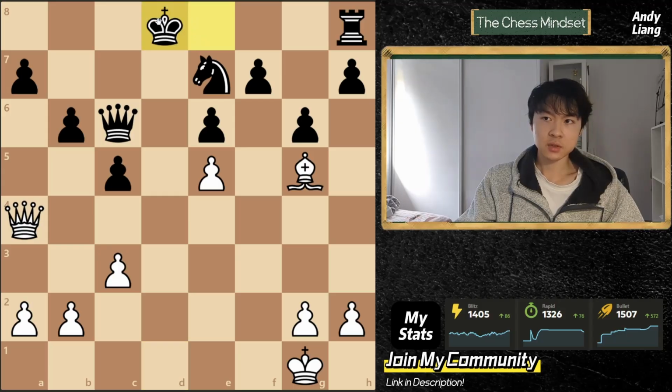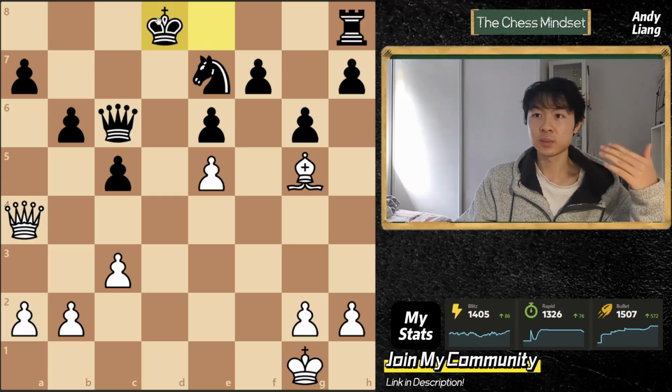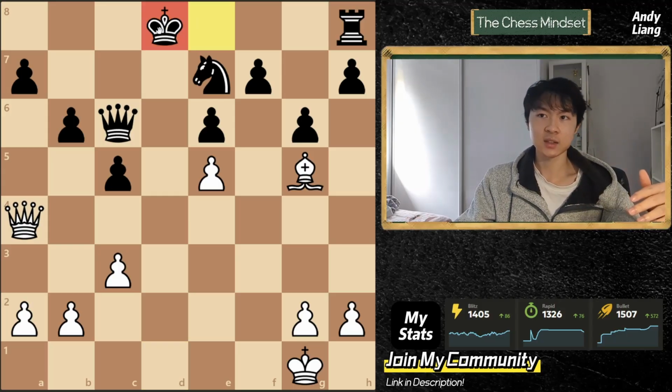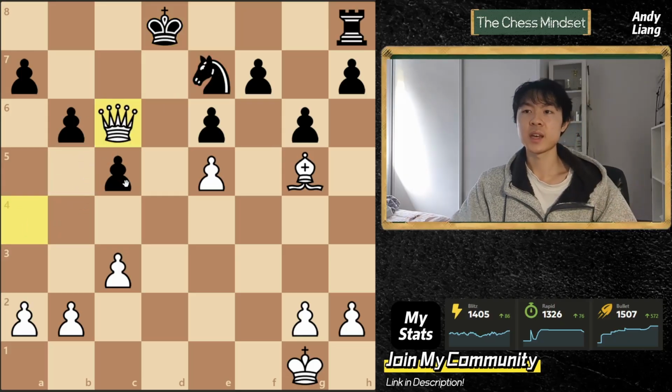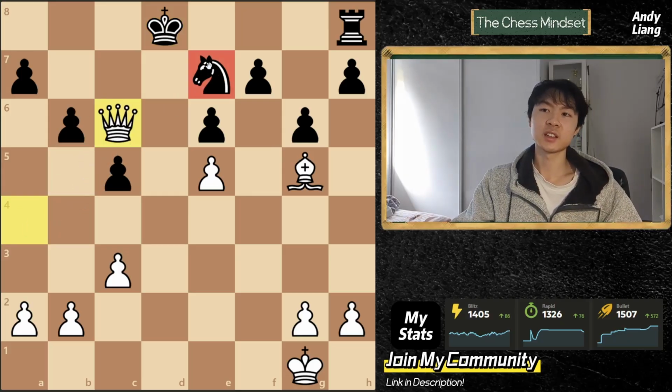So after it takes the rook, now we've successfully completed our objective, which is getting the king to d8 and pinning this knight to the king. So now that this knight can't move, we can take the queen with our queen. And we're going to be up a queen because this knight can't take the queen.